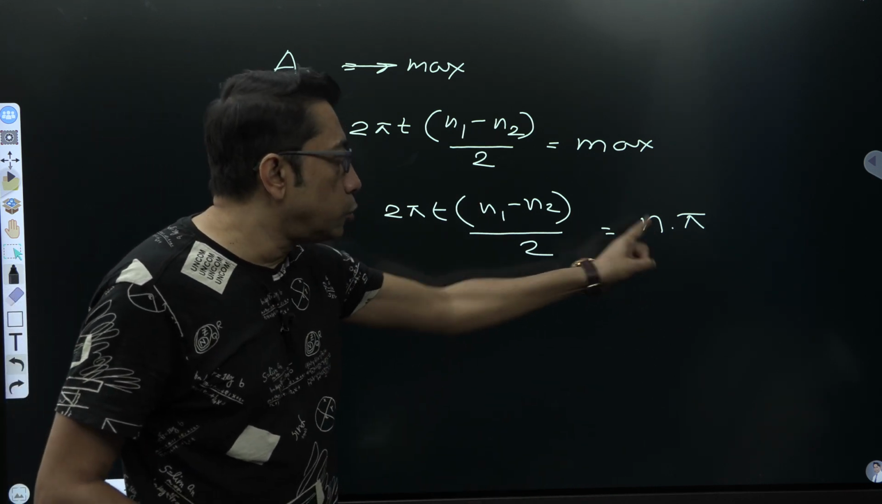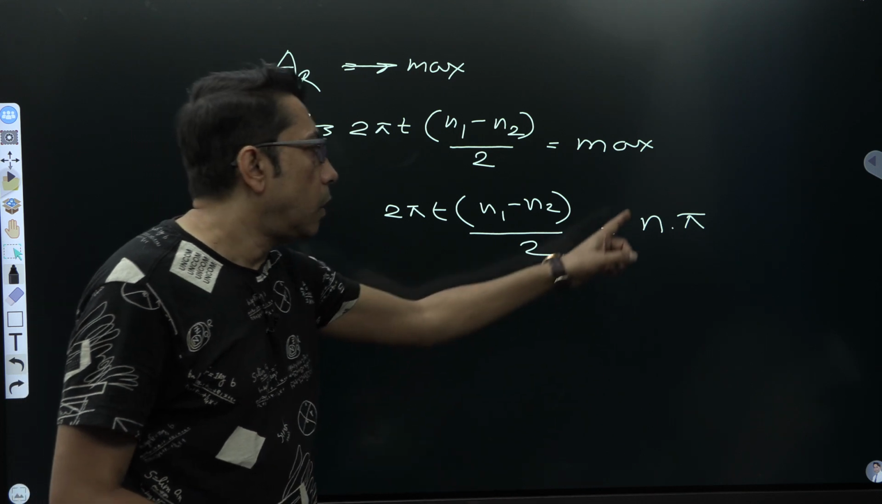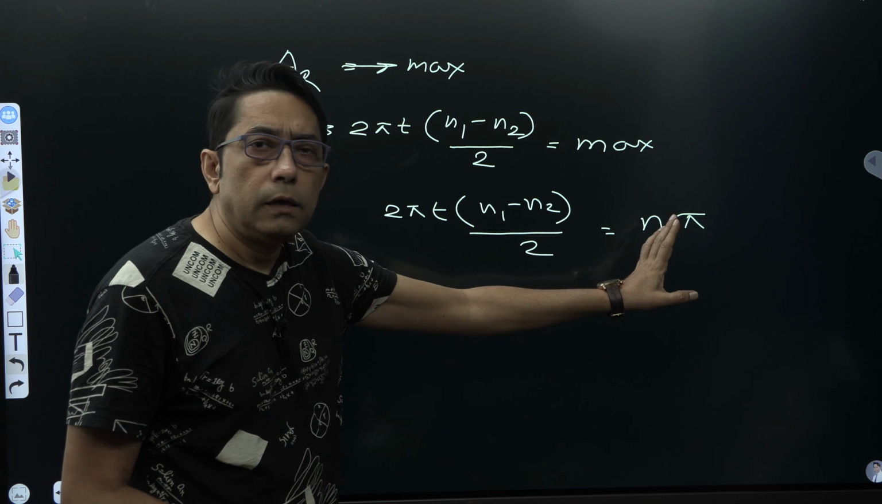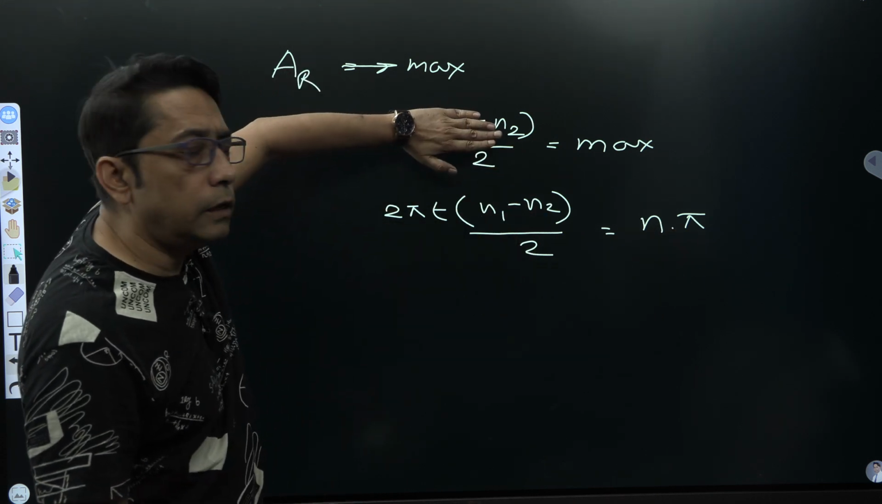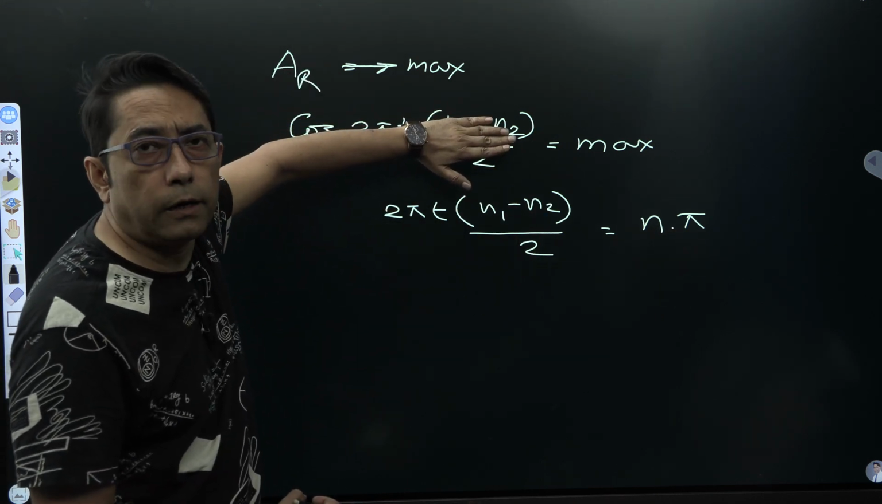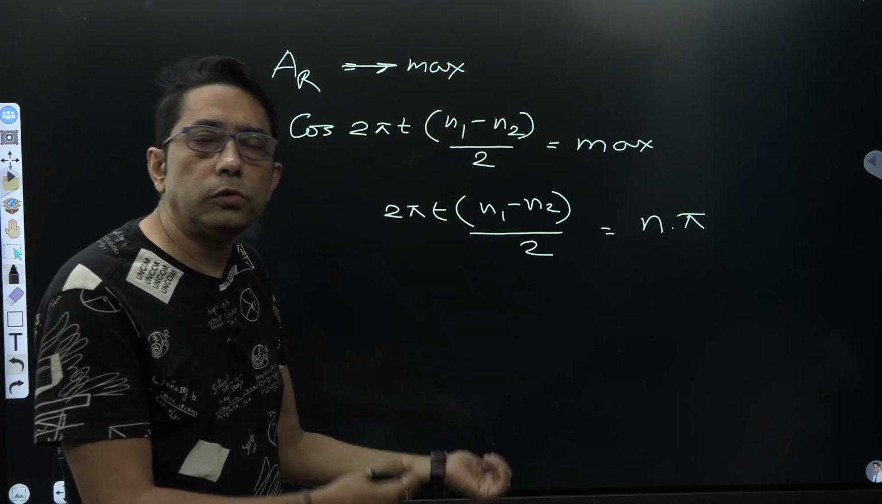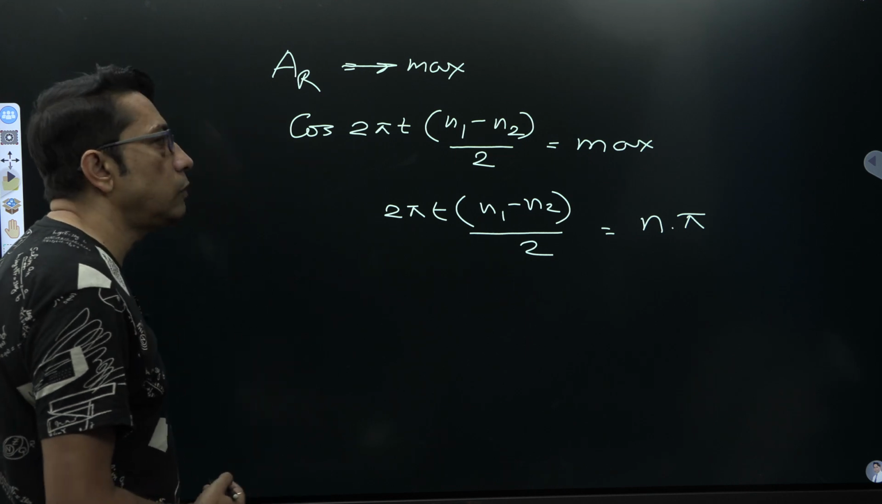If n is taken as 1, then 1 into pi, that means pi. So put the value of pi here in place of this angle. So cos pi will become minus 1. So I told you, plus 1 and minus 1 both will be taken as the maximum value of cos theta.